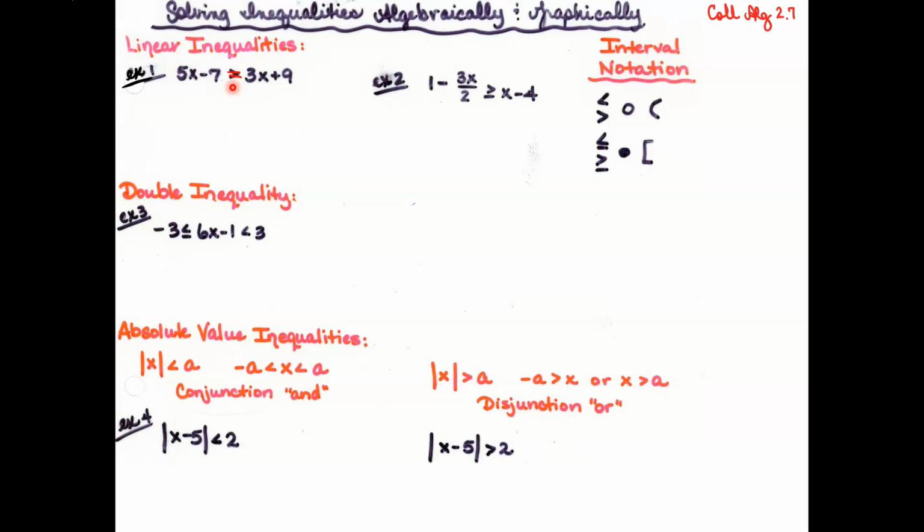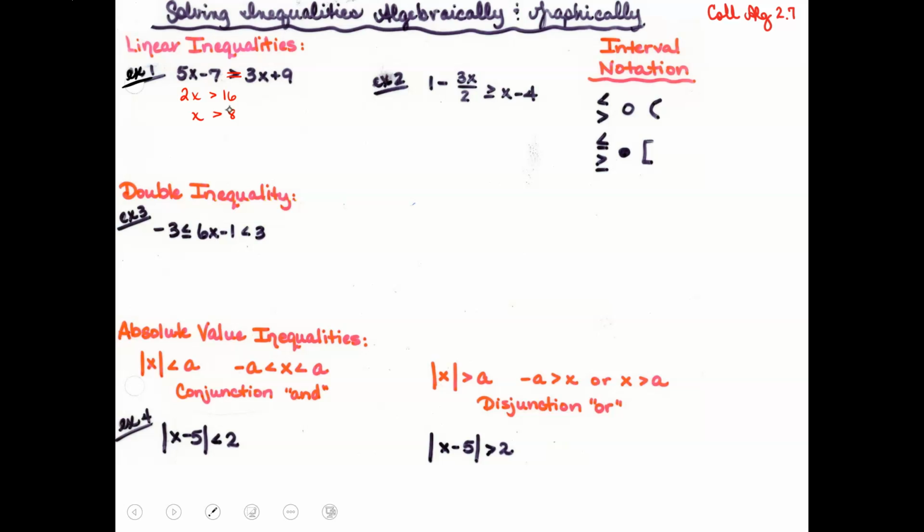So let's subtract 3x from both sides. So 5x minus 3x would give us 2x. And then let's add this 7 to the other side. So 9 plus 7 is 16. All right, now to get x by itself, we're going to divide both sides by 2. And we'll get x is greater than 8.